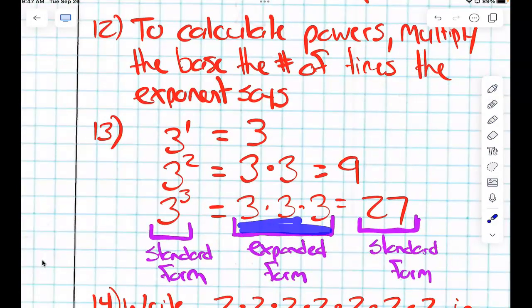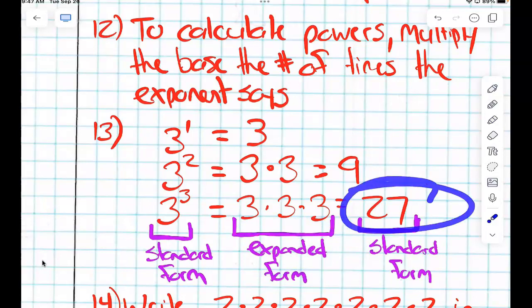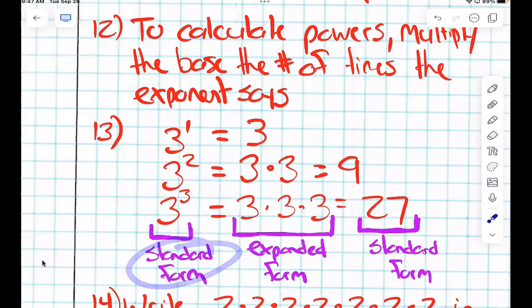If we have it really stretched out, we call that what form? Exponent form. But if the answer is just the answer, that is called standard form. I should be up here. And if we have just the problem written as a power, we also call that standard form.